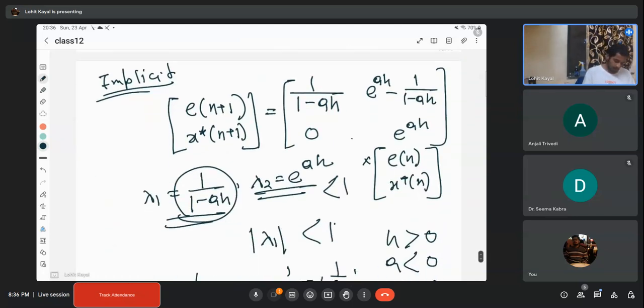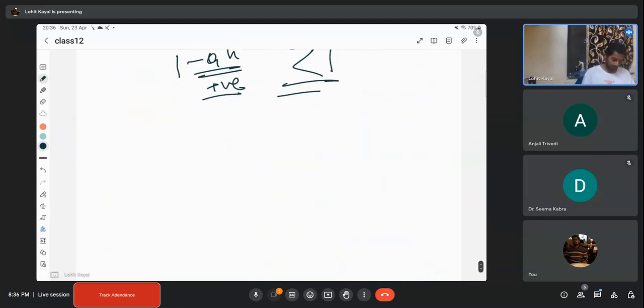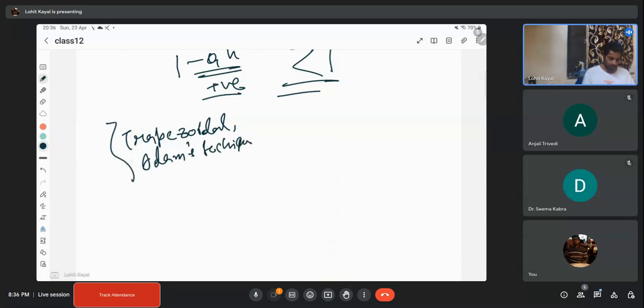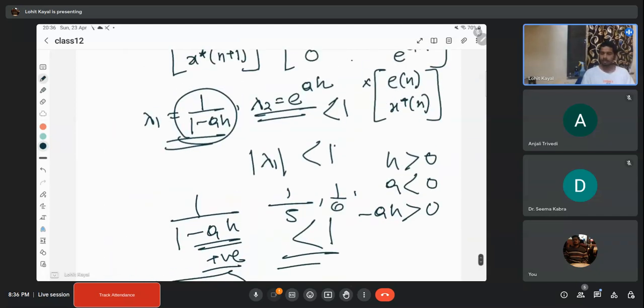Okay. So similarly, in the same manner, you can try it. You can find the stability criteria for the trapezoidal rule, Adam's technique, and all these other techniques.